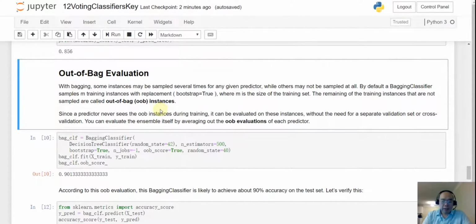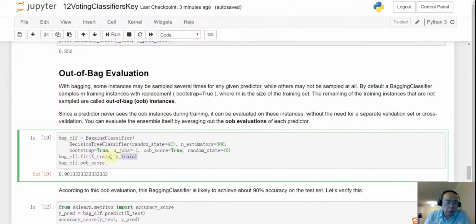Okay, the next topic is out of bag evaluation. When we are doing the bagging classifiers, remember we are drawing some of the samples from the training set. So even though it seems that we are using the training set X train and Y train for the training, remember we are only using a subset of the samples. For the other samples we didn't draw from the training set, they have not been seen by the classifier.